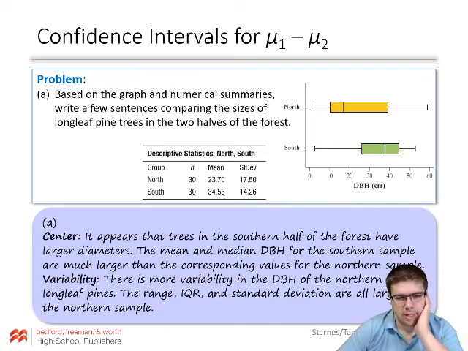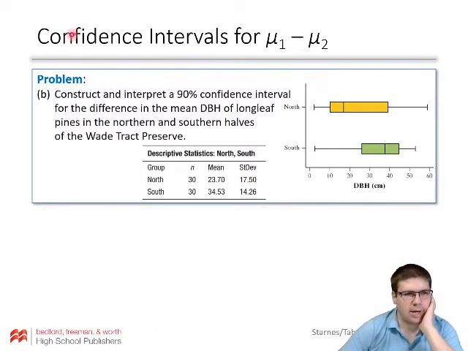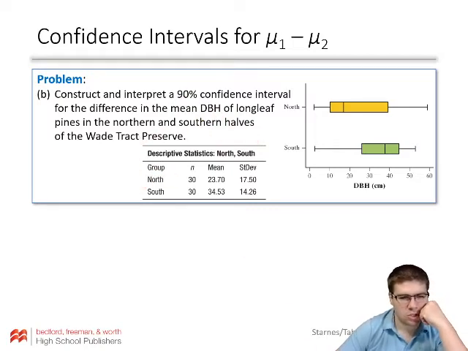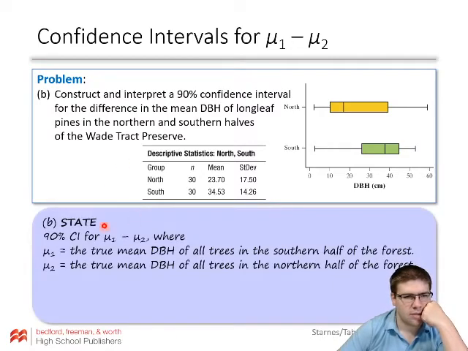So comparing shape, center, and spread. All right, now they want us to construct and interpret a 90% confidence interval for the difference in the mean DBH of longleaf pines in the northern and southern halves of the Wade Tract Preserve. So our state, we're going to do a 90% confidence interval for mu1 minus mu2, where mu1 is the true mean DBH of all trees in the southern half of the forest.